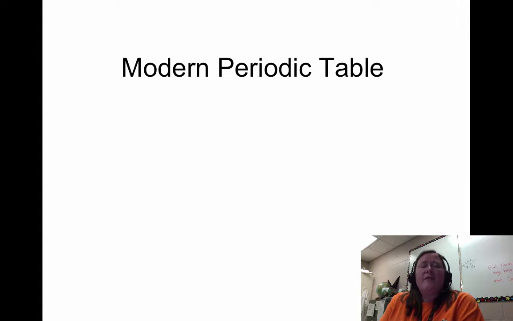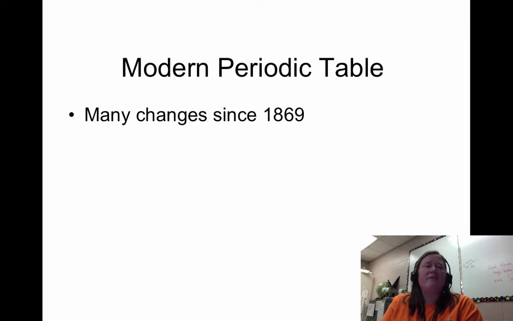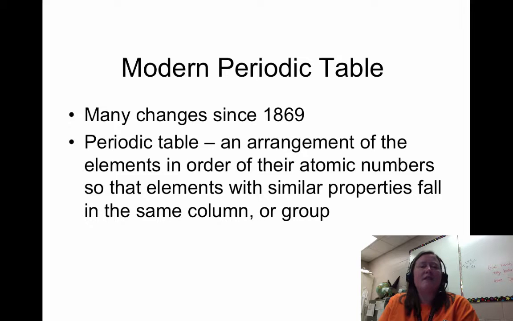So the modern periodic table is a little bit different than what it was during Mendeleev's time. We have since discovered other elements. There have been many changes since 1869. And by definition, the periodic table is an arrangement of elements in order of their atomic numbers, so that elements with similar properties fall into the same column or group.